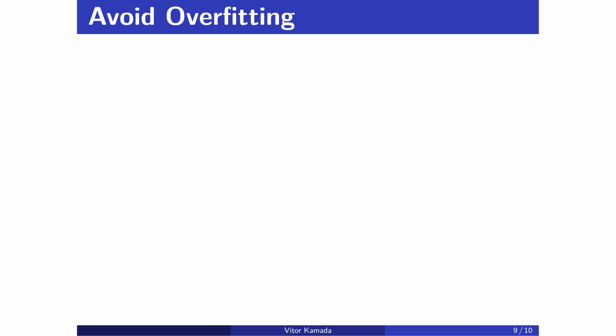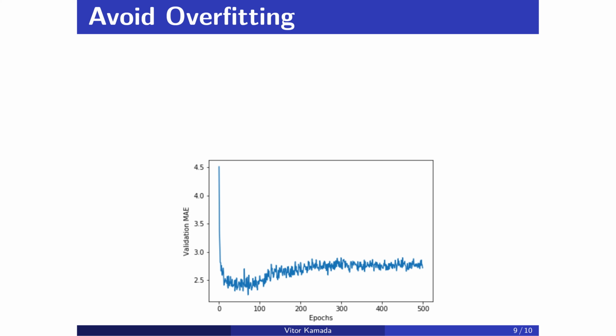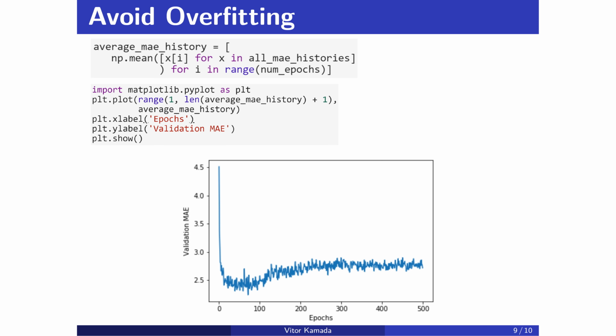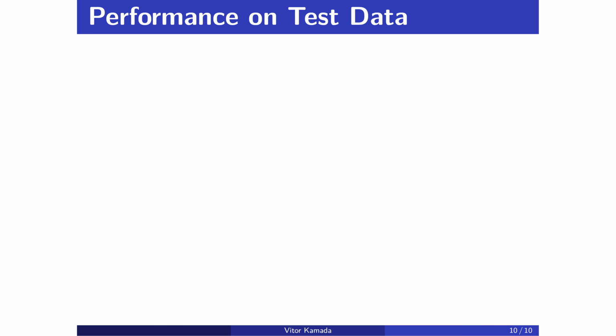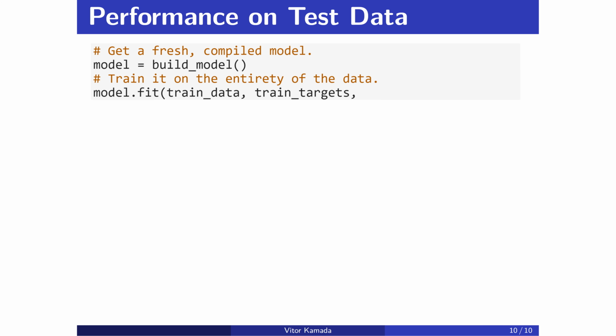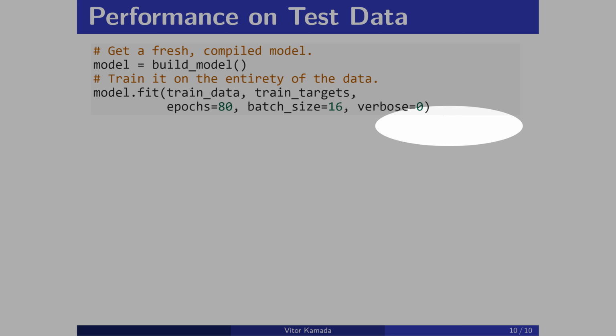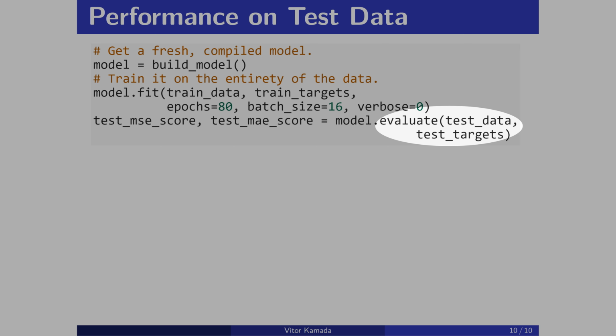In order to avoid overfitting, let's plot the graph of mean absolute error as a function of epochs. And here is the code for the graph. See that after epoch 8, the validation mean absolute error starts to increase. That suggests overfitting. Now let's see the performance on the test data. We run again the function that compiles the model. Let's fit the model. We pick train data and train targets. And based on the previous graph, we choose epochs 8, batch size 16 is fine, and again verbose 0. And now we use the test dataset and save the results in the test mean square error score and test mean absolute error score.